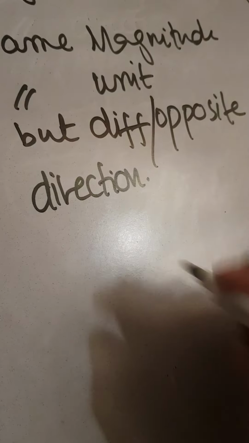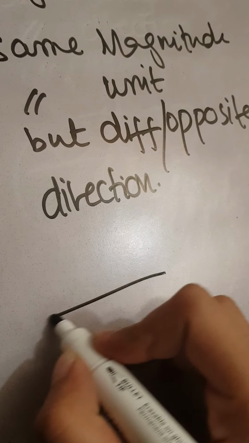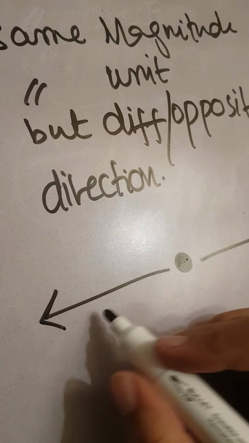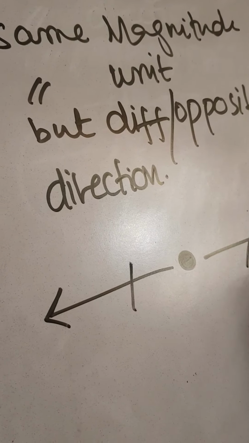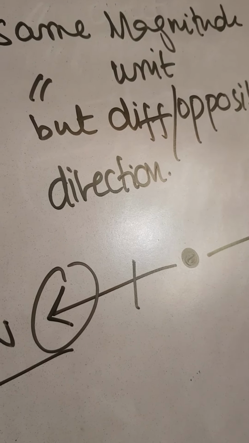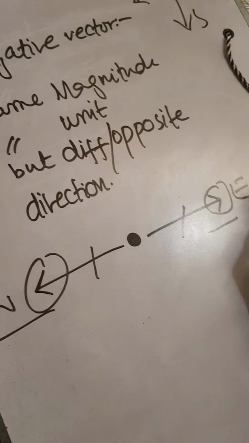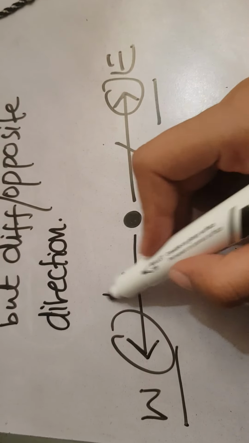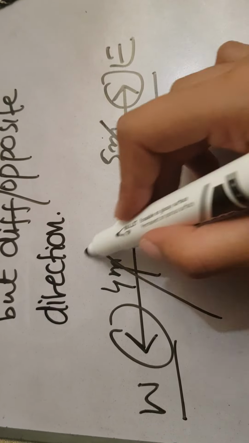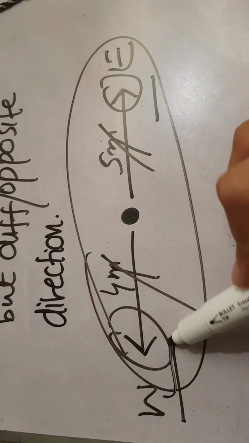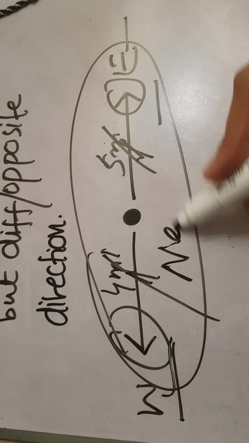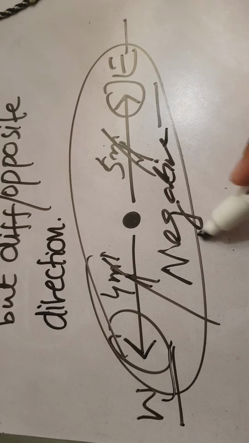For example, we have two vectors. They both have the same magnitude, but their directions are changed. This one is moving to the west and this one is moving to the east, but they have the same units, meter and meter. They both are moving in opposite directions but have the same magnitude and same units. So this is known as the negative vector.